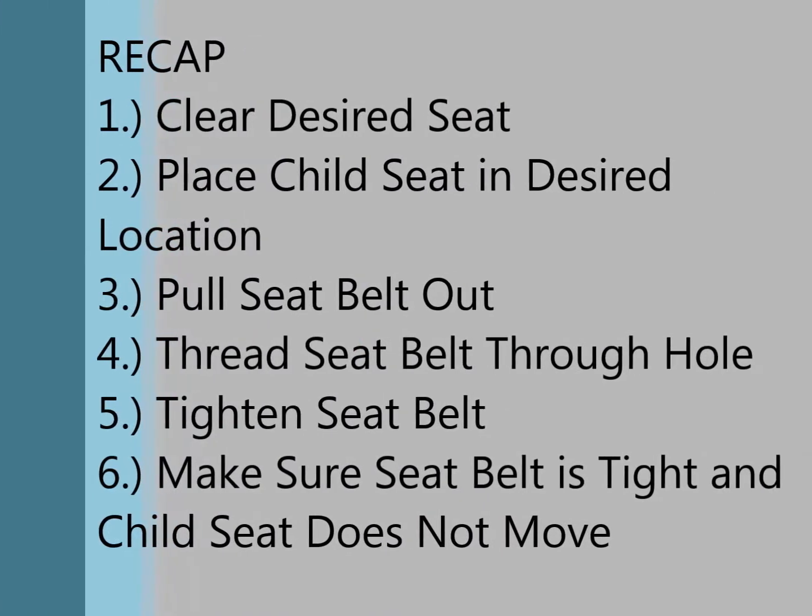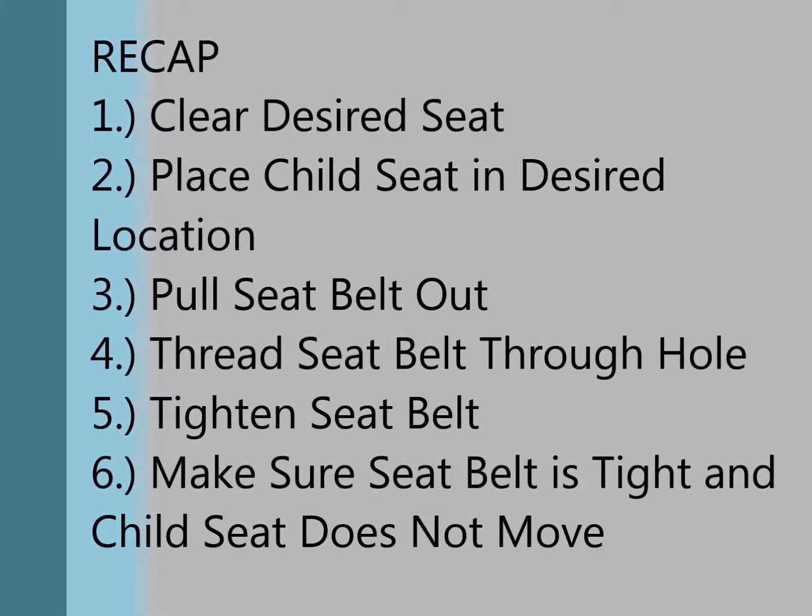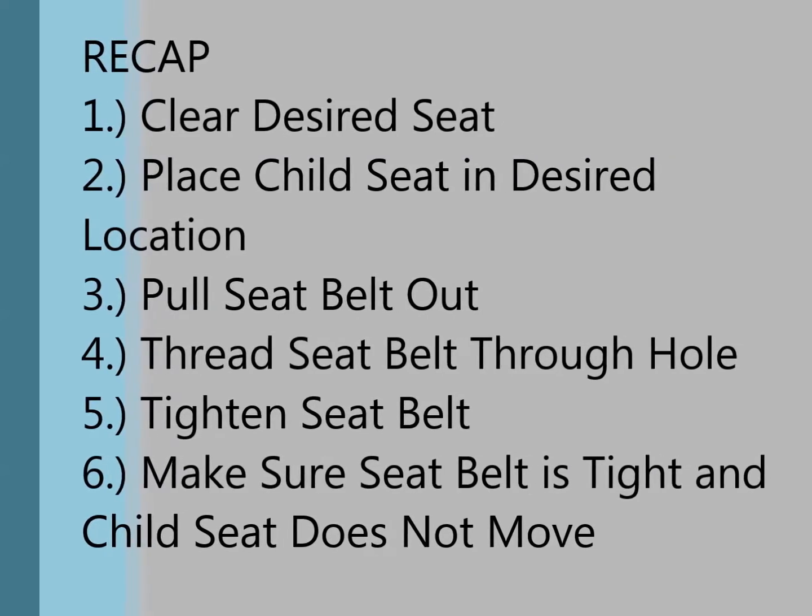So, here is a recap on the steps we just completed. Step number 1, clear the desired seat. Step 2, place the child's seat in the desired location. Step 3, pull the seatbelt out completely. Step 4, thread the seatbelt through the hole located on the back of the child's seat. Step 5, tighten the seatbelt on both sides of the child's seat. And finally, step 6, make sure the seatbelt is tight and the child's seat does not move in any direction.